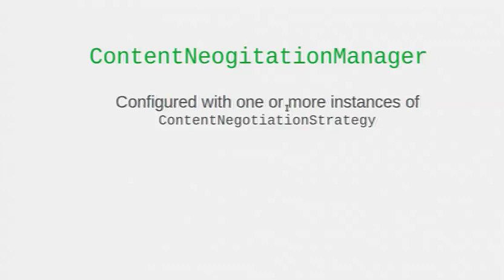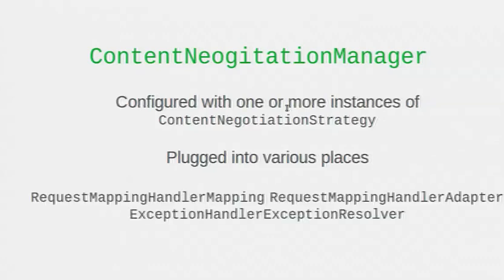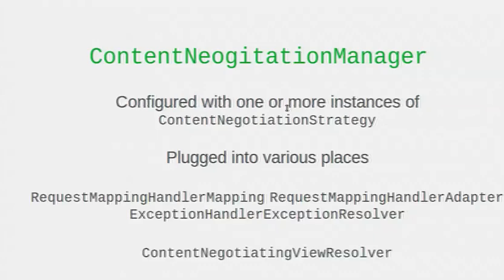And in order to put it all together, we have a content negotiation manager, and that can be instantiated with any number of content negotiation strategies, and it can be plugged into all the usual places, including the handler mapping, the handler adapter, and the exception resolver. So you can really now plug that in. And of course into the view resolver, the content negotiating view resolver.